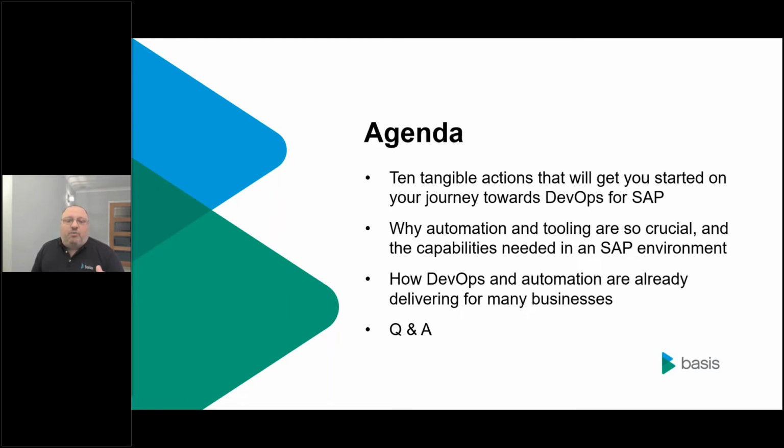We're also going to take a look at why automation and tooling are so important when we're talking about DevOps for SAP. And then we'll take a quick look at how DevOps automation is already delivering for many SAP businesses and some of the quantifiable benefits that it's bringing to those organizations. As Jessica said, I'm aiming for around 30 minutes of presentation, and hopefully we'll have 5 or 10 minutes at the end for some Q&A. So if you do have any questions as I run through this, and I expect you will, please just put them into the GoToWebinar Q&A box.